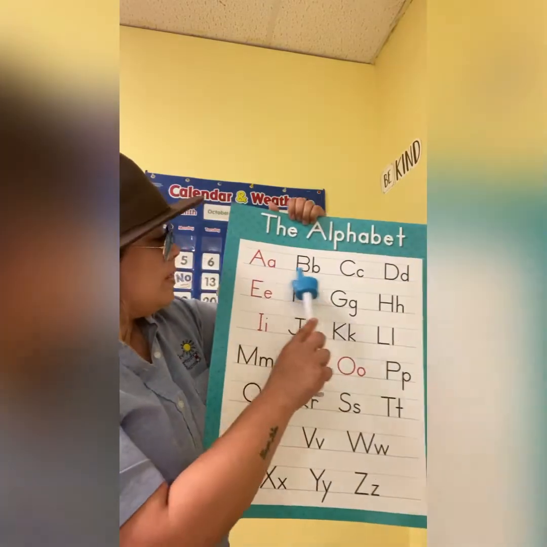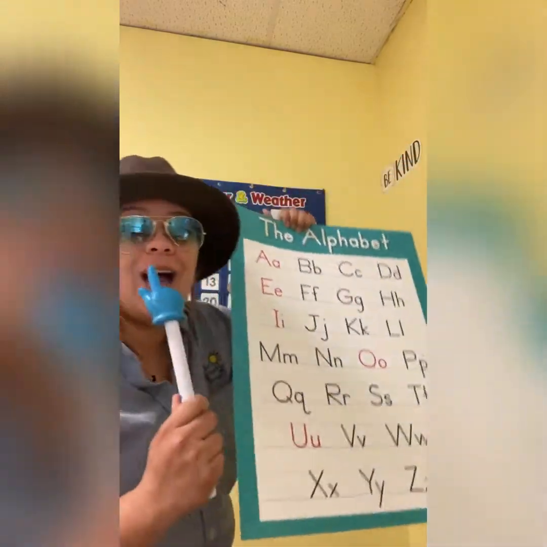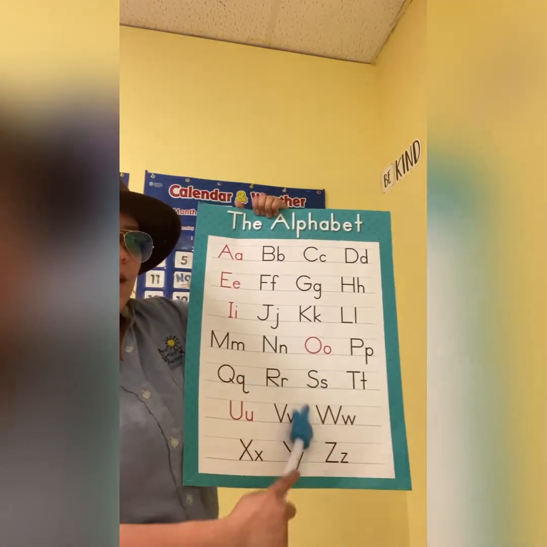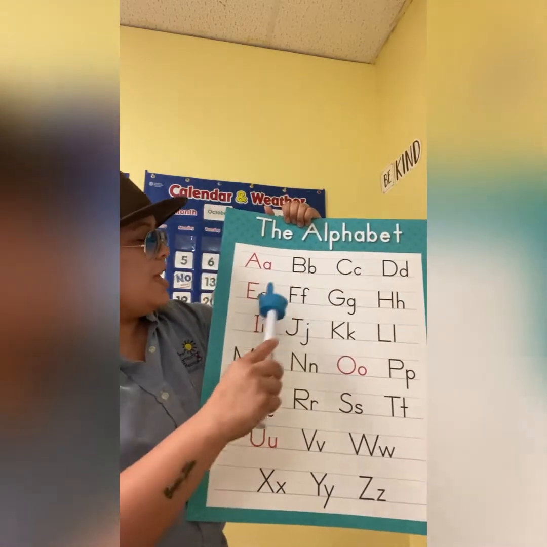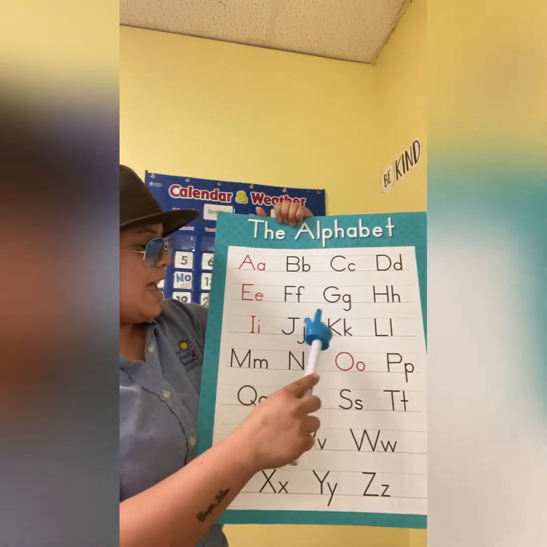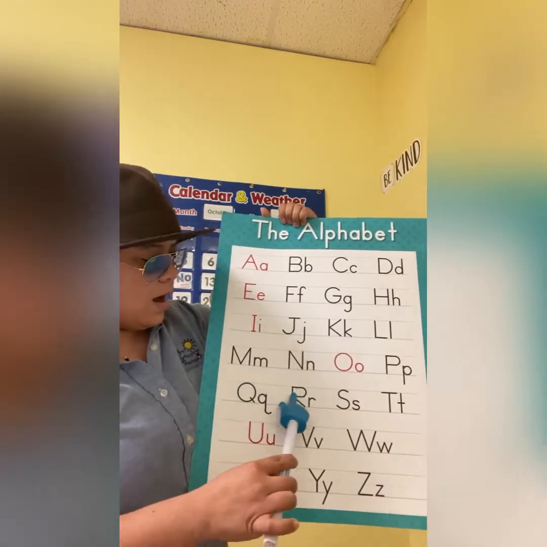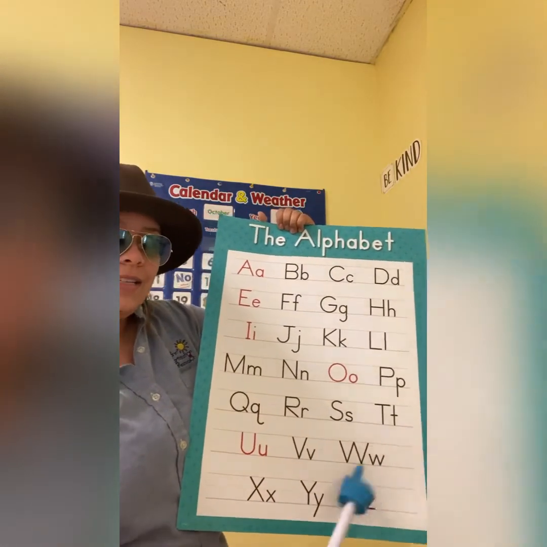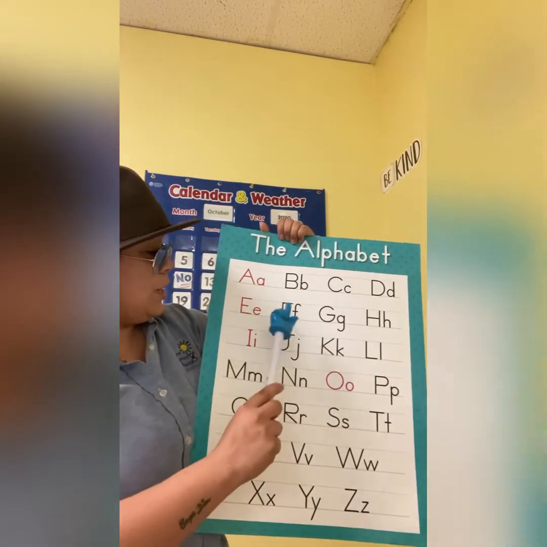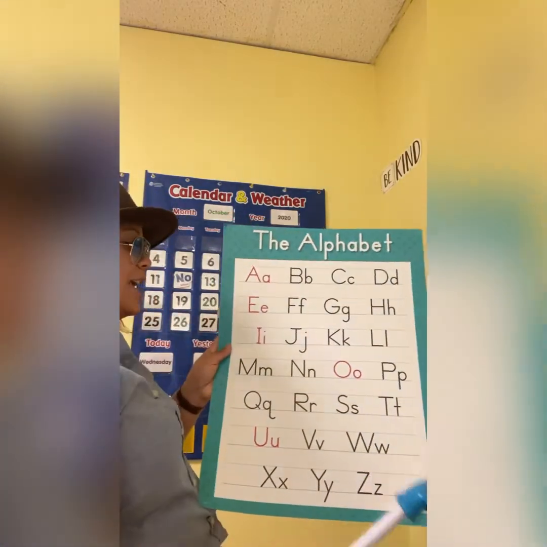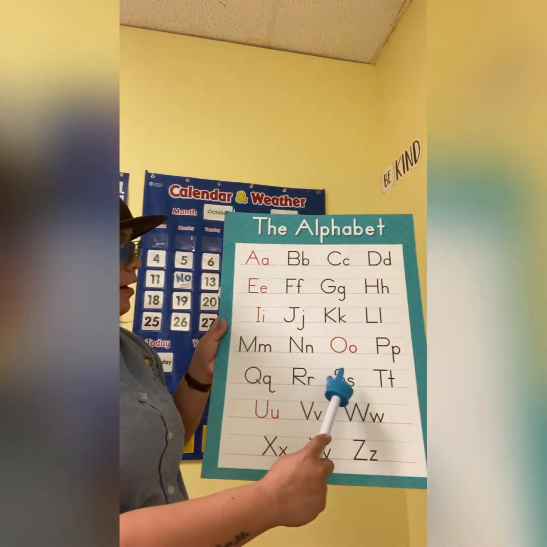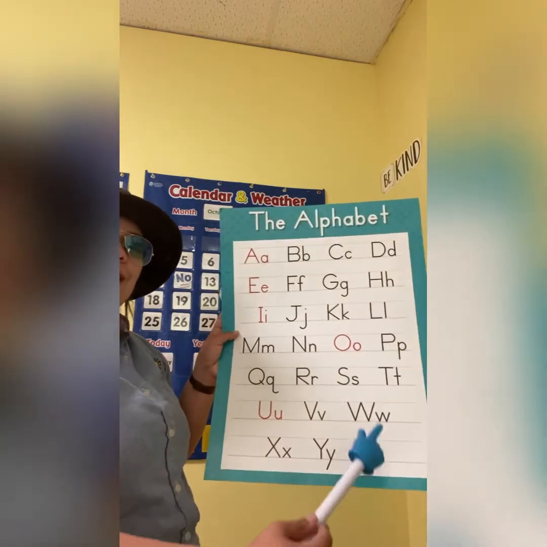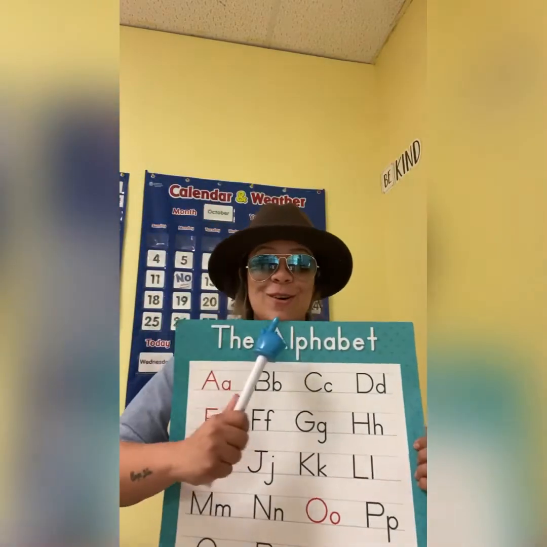With me. We start with ABC and we go all the way to Z. Now I know my ABCs. Next time won't you sing with me? A, B, C, D, E, F, G. H, I, J, K, L, M, N, O, P. Q, R, S, T, U, V. W, X, Y, Z. Now I know my ABCs. Next time won't you sing with me?